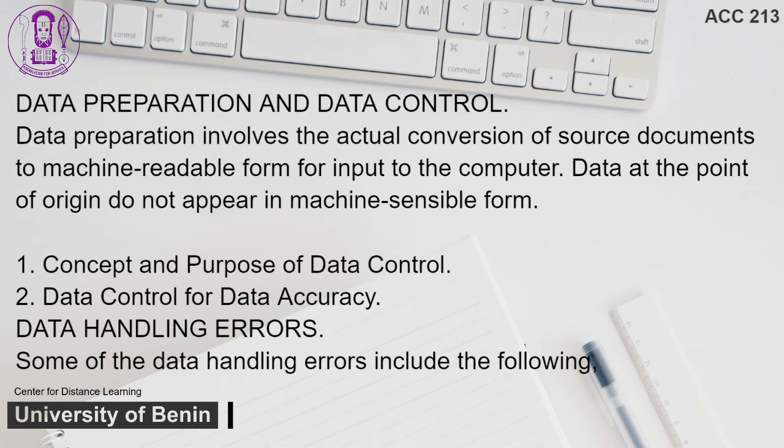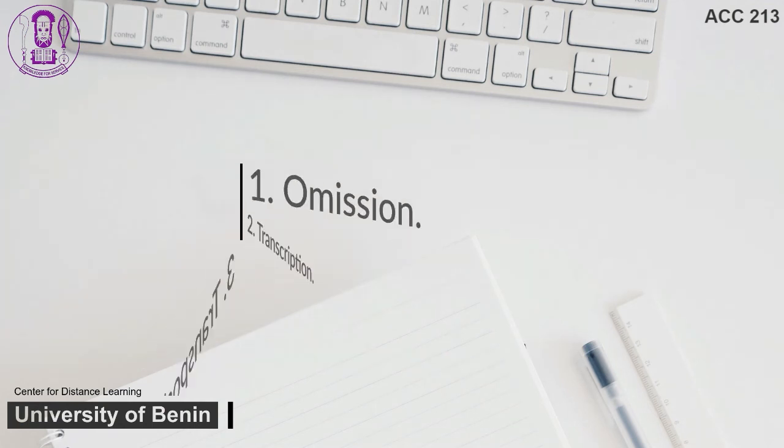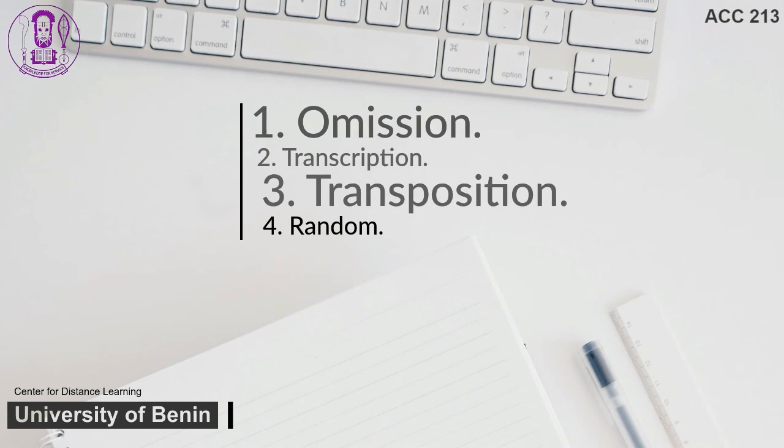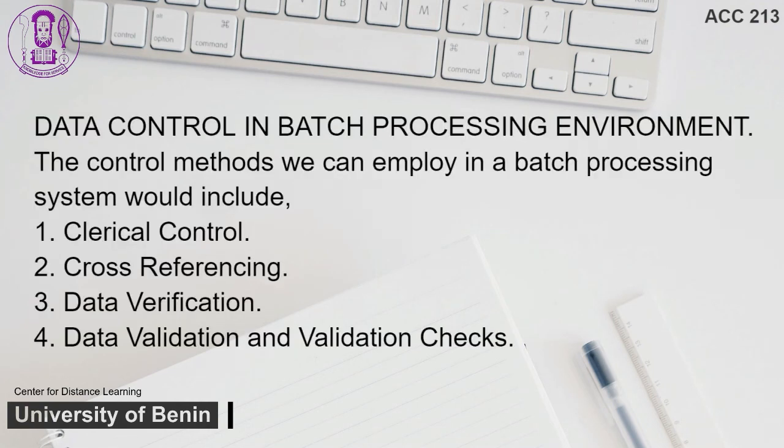1. Concept and purpose of data control. 2. Data control for data accuracy. Data handling errors. Some of the data handling errors include the following. 1. Omission. 2. Transcription. 3. Transposition. 4. Random. Data control in batch processing environment. The control methods we can employ in a batch processing system would include 1. Clerical control. 2. Cross-referencing. 3. Data verification. 4. Data validation and validation checks.